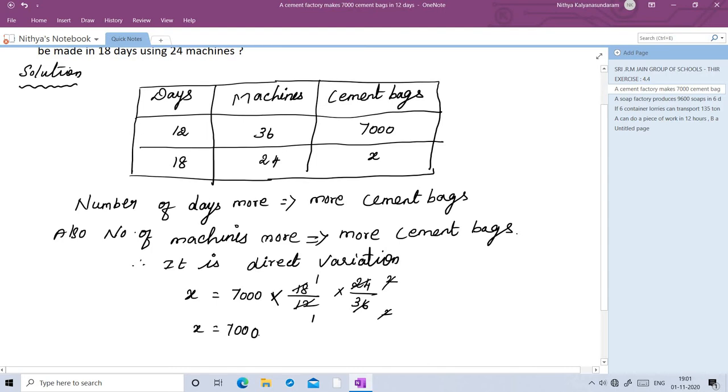So the number of cement bags made is 7,000. We need to find out in this question how many bags can be made in 18 days using 24 machines. So we got 7,000. So 7,000 cement bags can be made in 18 days. So therefore 7,000 cement bags can be made.